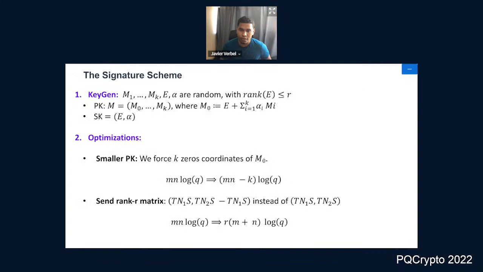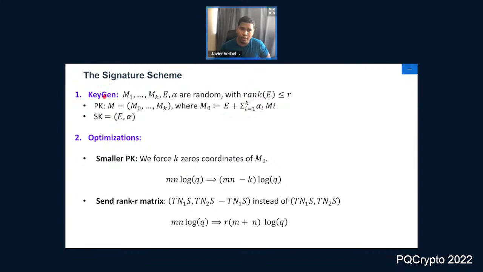So in our scheme, as I mentioned before, we have this zero knowledge protocol with helper. Then we use a cut and choose strategy to remove the helper. And after this, we have a zero knowledge protocol without the helper. And then we apply the Fiat-Shamir transformation in order to get a signature scheme.